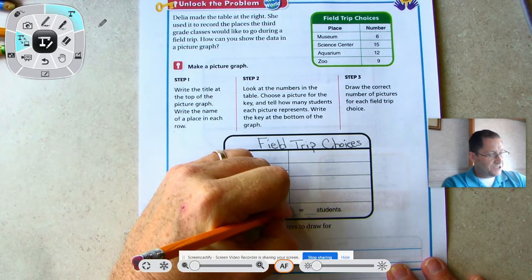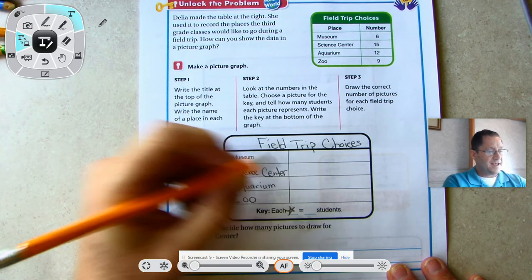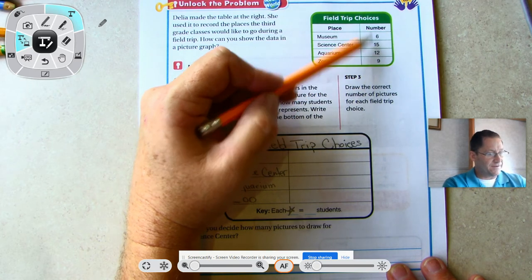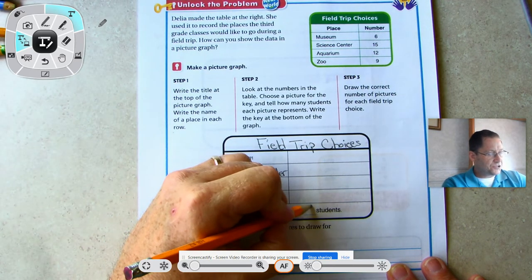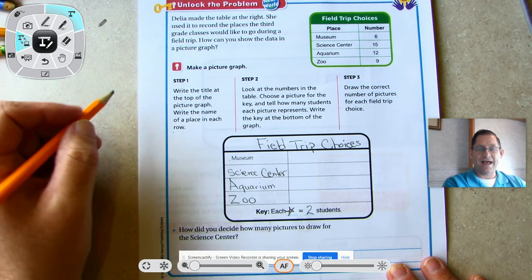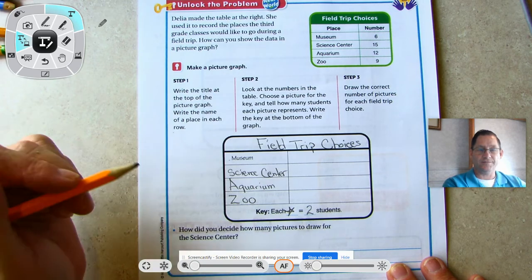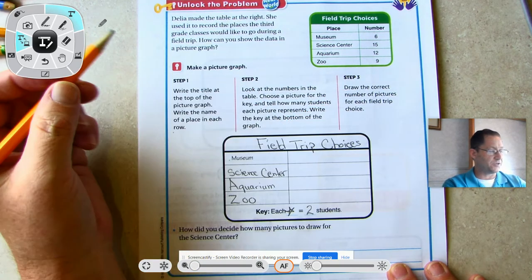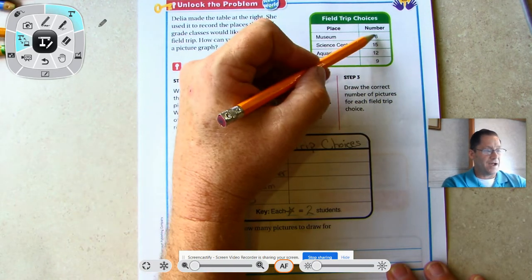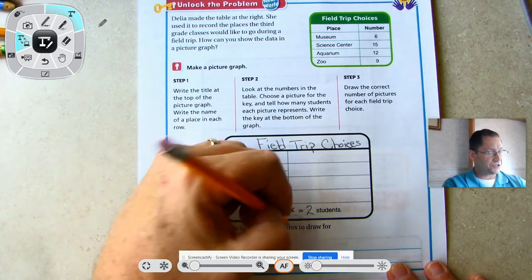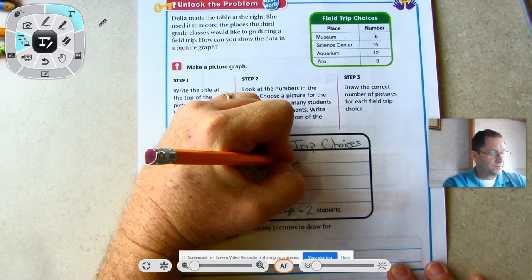Okay, so each star, and I noticed that for the most part these are all even numbers, so I'm going to say each star is worth 2 students. So if I have a half of a star, that would be 1 student. All right, step 3, draw the correct number of pictures for each field trip choice. Museum. So how many stars would I need to represent 6? Each star represents 2.